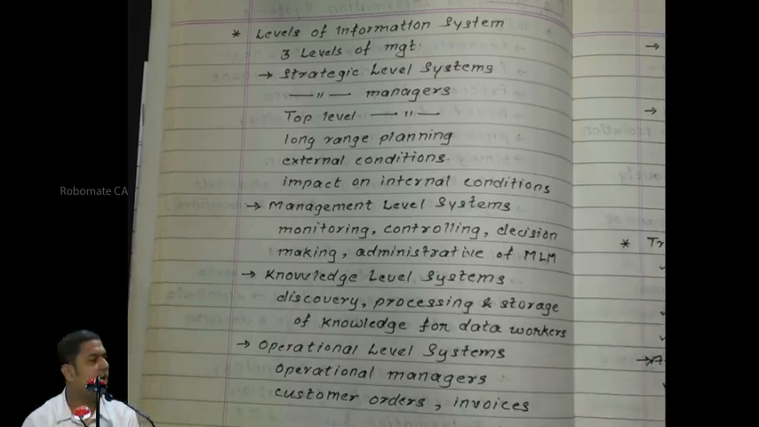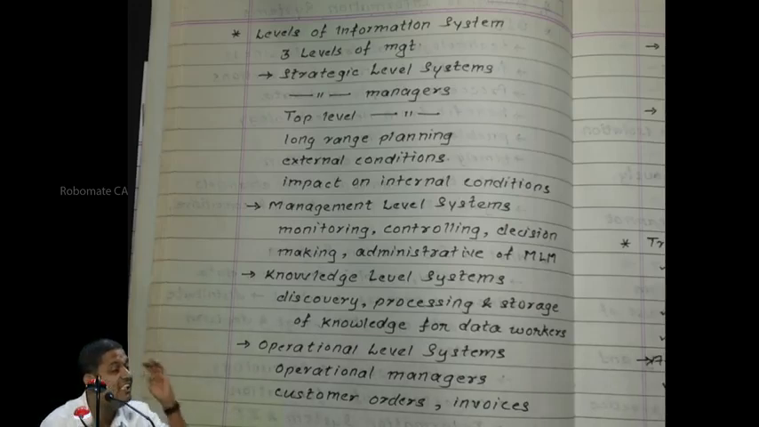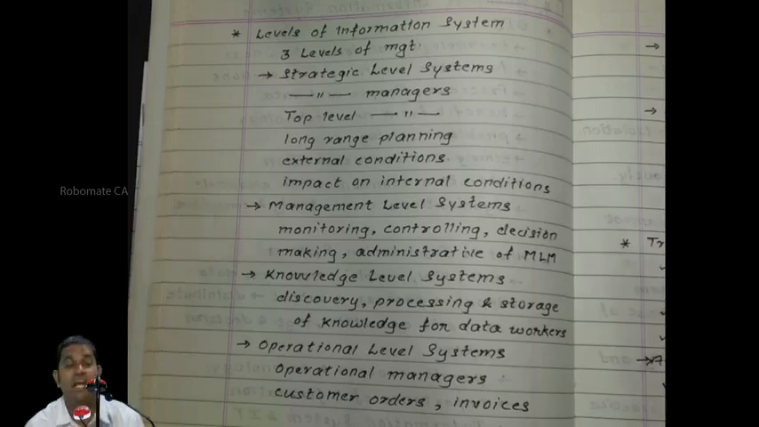Then, before going to the lower level management, I was talking about a patch, and that is nothing but the knowledge level system. The knowledge level system is the system used by data workers. Now, don't go by the word workers. Data workers are intelligent people. They understand information technology. They understand the importance of need. And their work is to discover, process, and store knowledge.